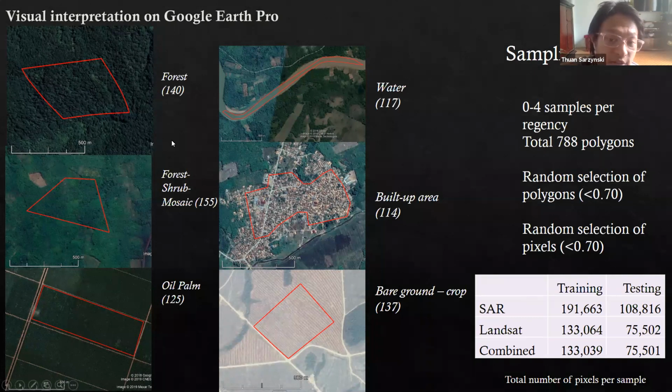So we did 3 classifications: one with only the radar imagery, one with only the Landsat imagery, and one with the 2 together. And the idea was that when you combine the 2 data sets, we get a better classification. I think we see it on the next slide.